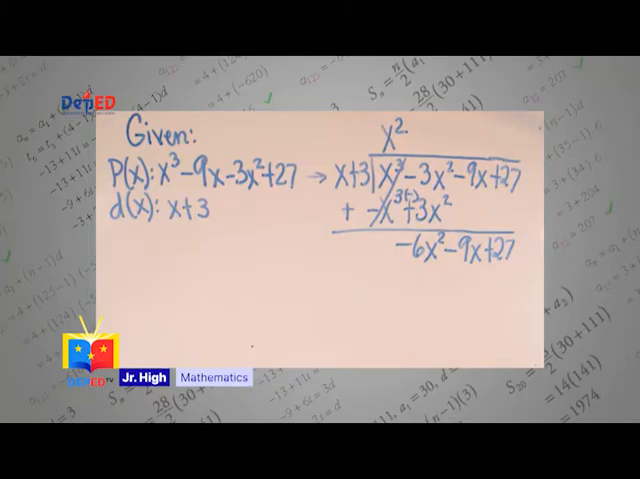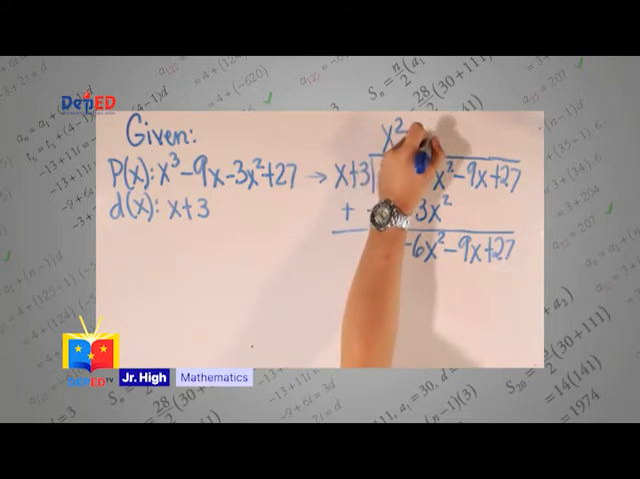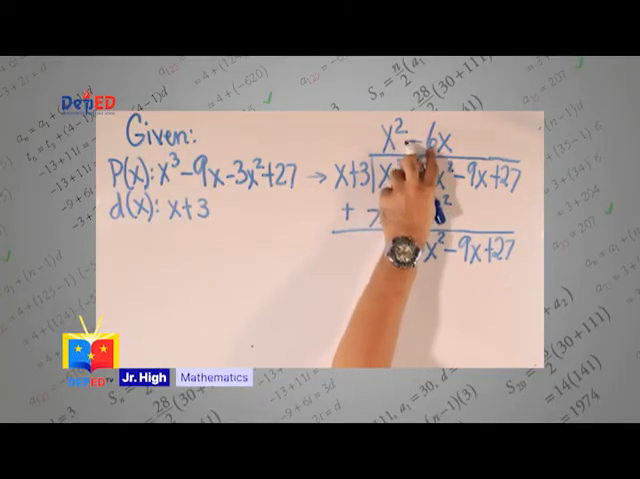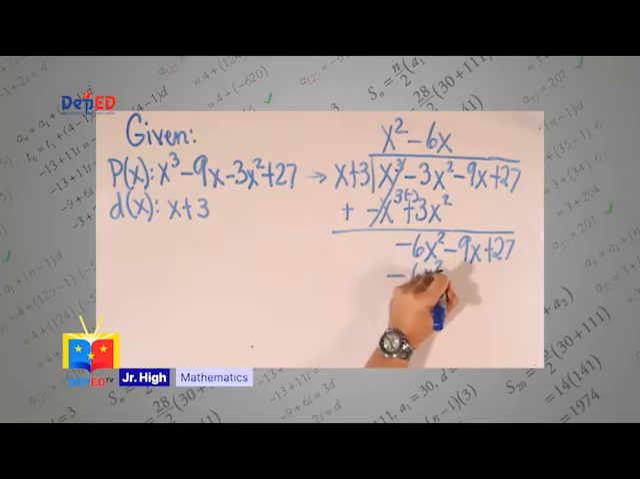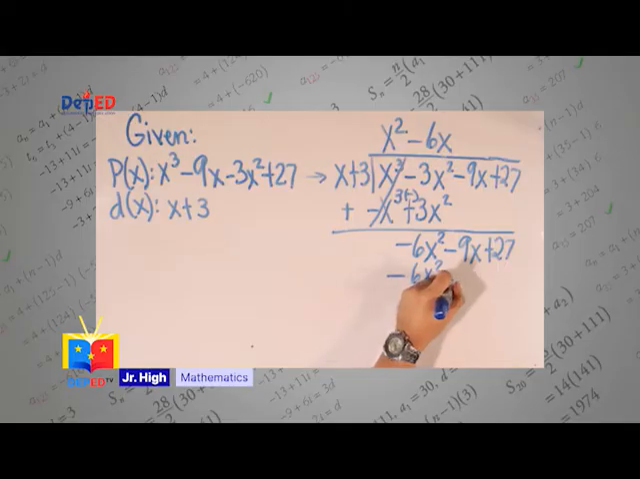Repeat steps 2 to 4. This time, the difference and the next term will be the new dividend. So we will divide negative 6x squared with the first term, which is x. That will give us negative 6x. Multiply negative 6x times x. That's negative 6x squared. Negative 6x times 3. Alright, that's negative 18x.